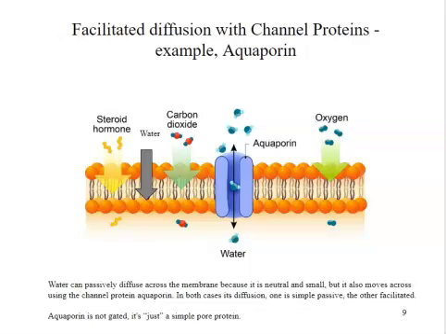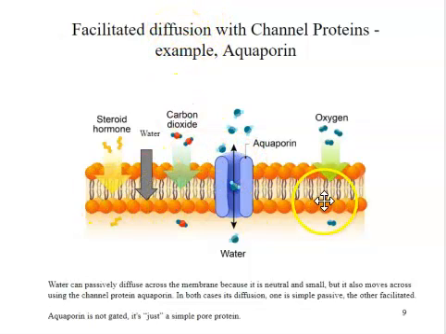Facilitated diffusion with channel proteins means you have a chemical that is moving through a channel or pore protein, and that chemical is moving down its concentration gradient. So it's facilitated in that it uses protein, but it's diffusion in that the chemical is moving down its concentration gradient from an area of high concentration to an area of low concentration.